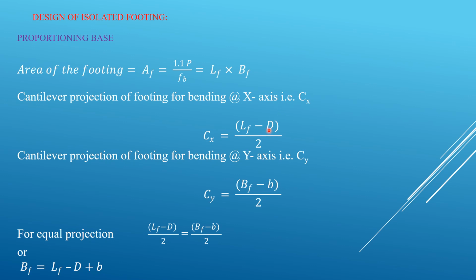where capital D is the depth of the column and B is the width of the column. If the footing is designed for equal projection, then it is expressed as LF minus D divided by 2 is equal to BF minus B divided by 2, or BF is equal to LF minus D plus B.